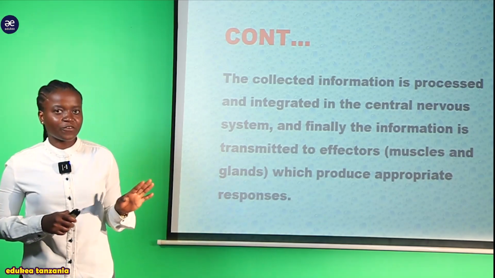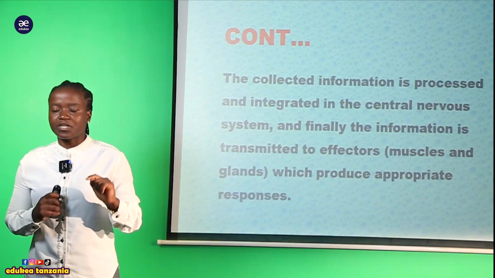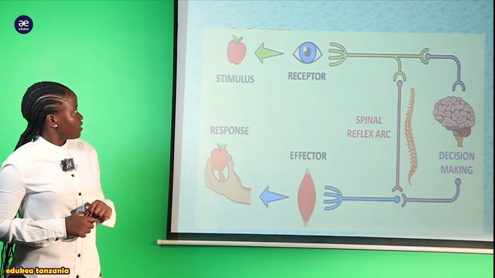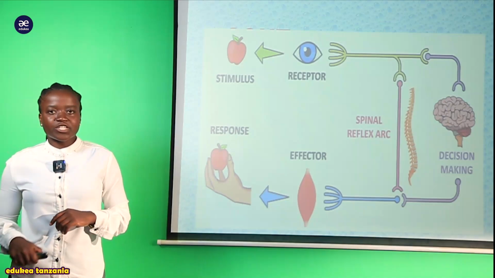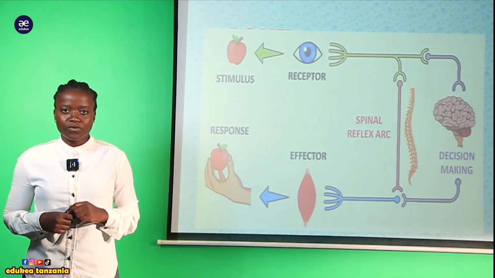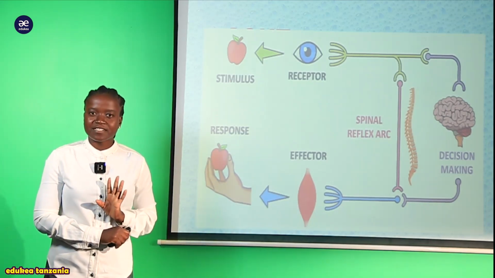My student, I prepared for you this picture. I hope you can understand the function of the central nervous system. As you can see here, this one is the integration, or tunasema kwamba hii ndiyo coordination in general. For instance, here we have our stimulus. This one is the stimulus.